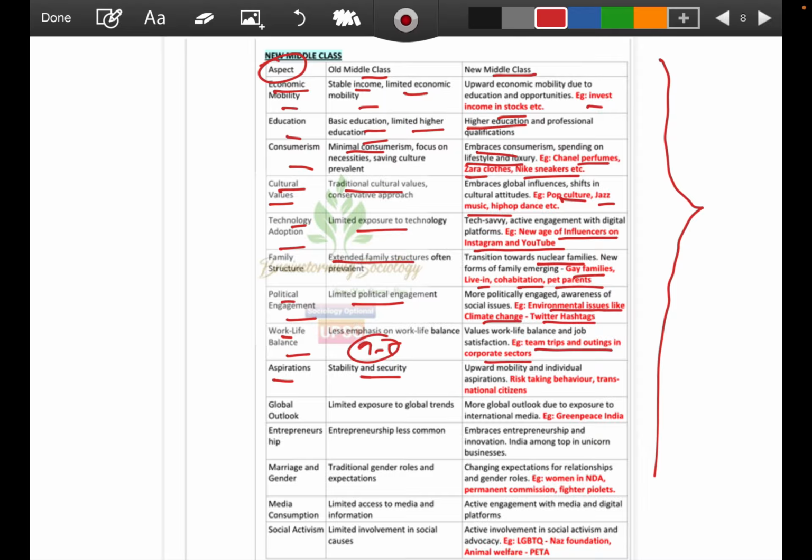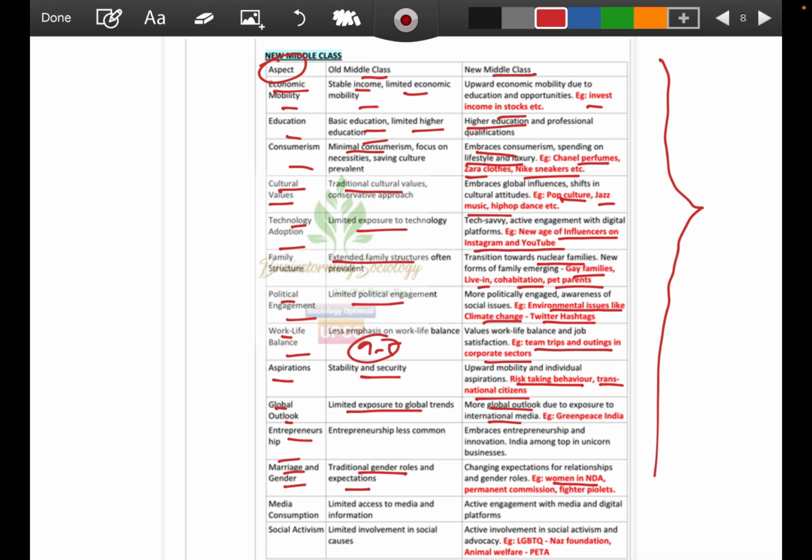Aspirations: stability and security. Earlier, if the father is working, he will work for stability and security, and the child will also work for stability and security. But now risk-taking behavior has come up. Transnational citizens have come up. In this manner, all these developments have happened in the middle class. Global outlook: limited exposure to global trends earlier. Now the global outlook gives more to international trend setting, and international media has given more things to address. Entrepreneurship has also emerged.